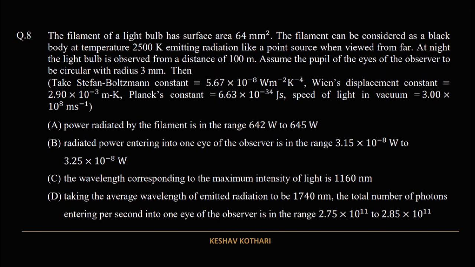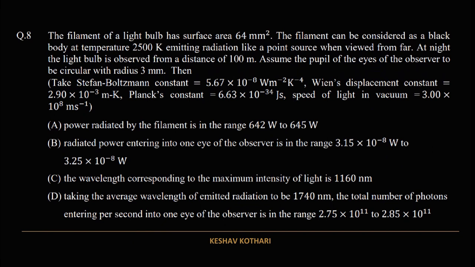Assume the pupil of the eyes of the observer to be circular with radius 3 millimeter, and the Boltzmann constant, Wien's displacement constant, Planck constant, and speed of light is provided in the problem. We have to check for the power radiated by the filament, radiated power that is entering into the eye of the observer, the wavelength corresponding to the maximum intensity of light, and taking the average wavelength to be 1740 nanometer, the total number of photons that is entering per second into the eye of the observer. So let us begin in this way.